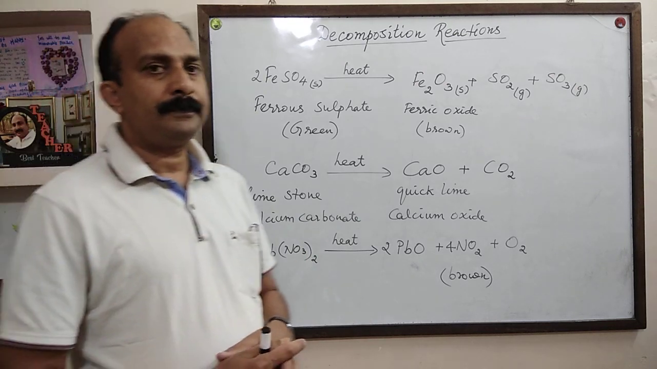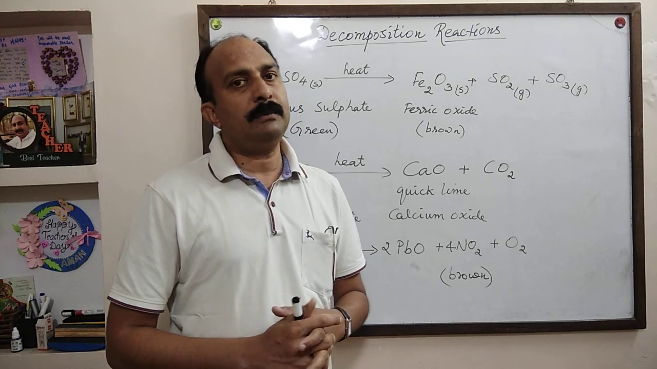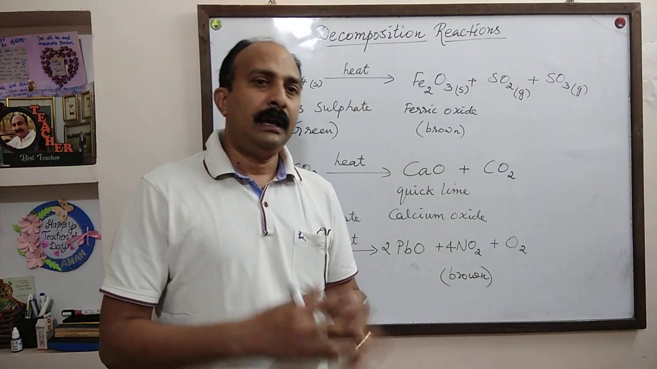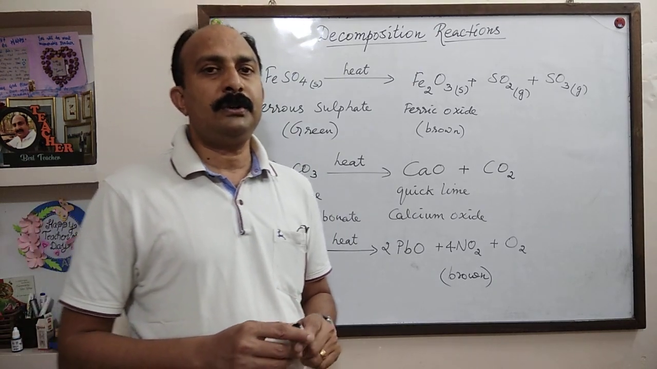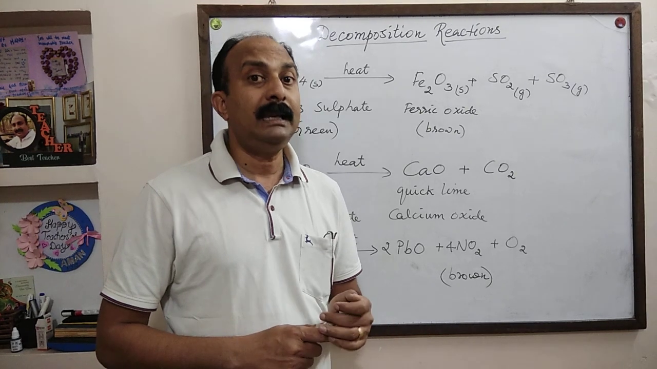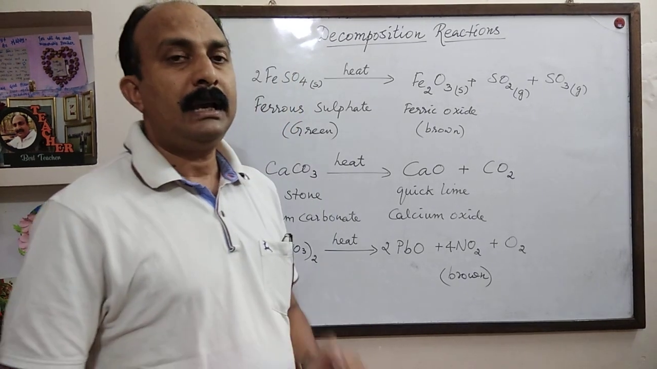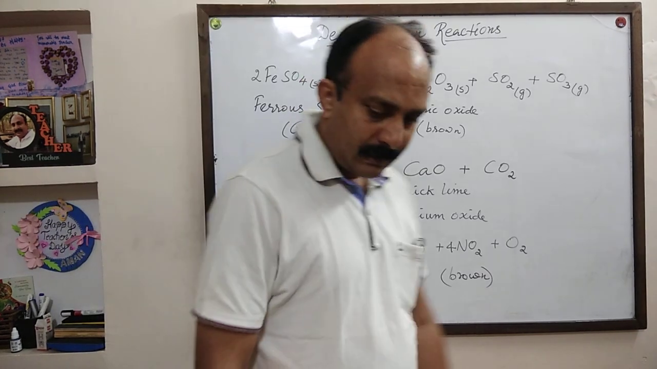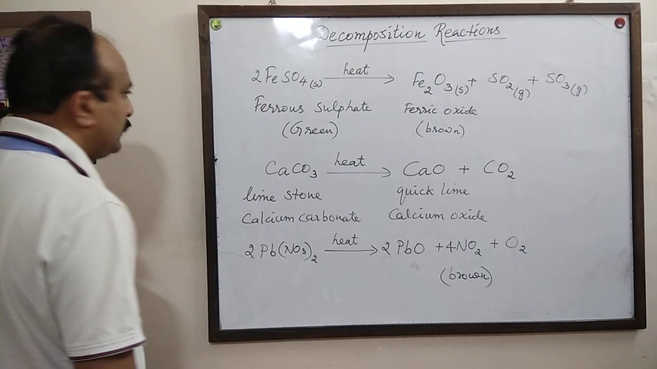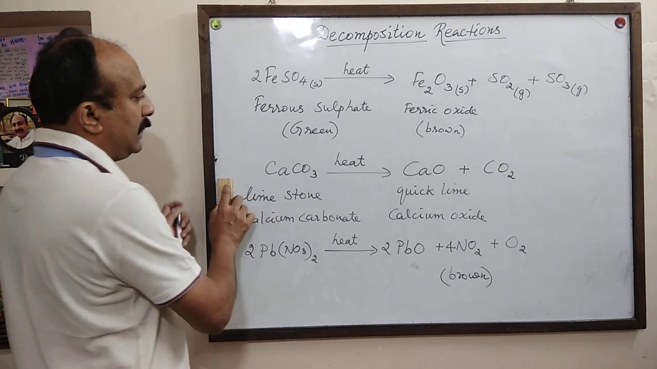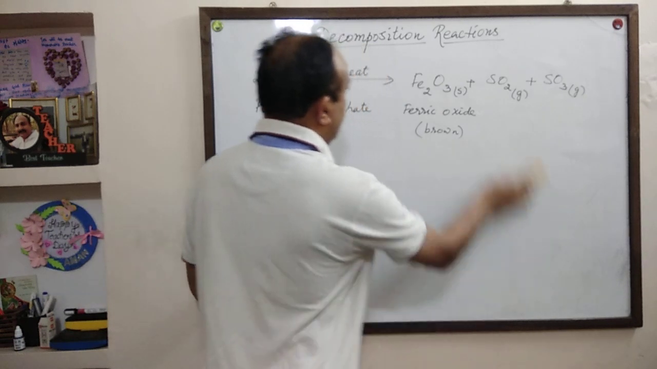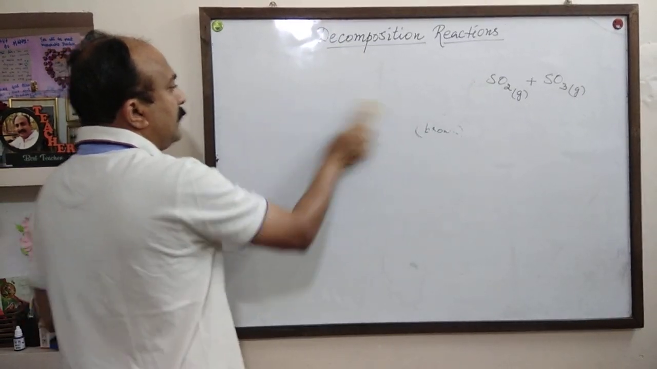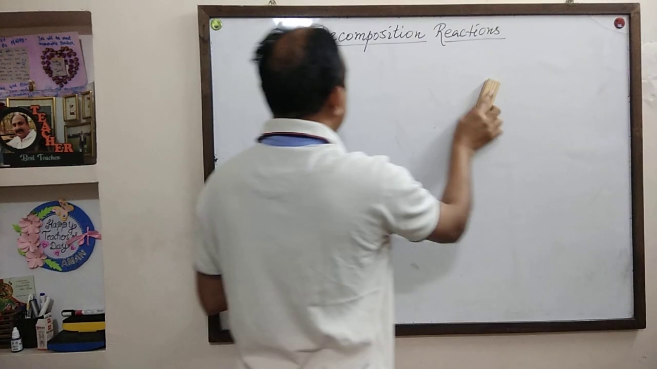In the same way, using electricity also decomposition reactions can be conducted. A very simple and very common decomposition reaction is decomposition of water by passing electricity. It is also known as electrolysis of water. You might have seen in smaller classes, water can be decomposed to its constituent substances, that is hydrogen and oxygen, by passing electricity. This is known as electrolysis of water.